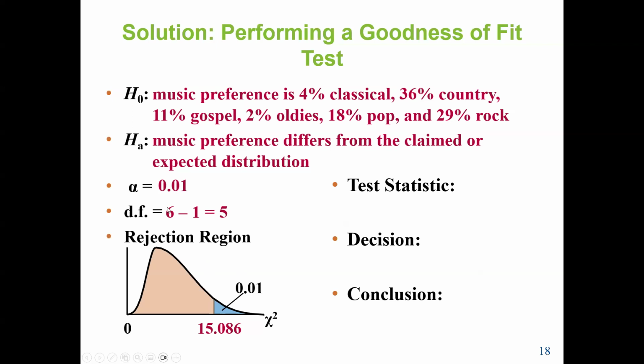And also the alpha value, again, 0.01. So now we can see the rejection area and the accepted, or no rejection, area. But now, in order to know this, we need to find the test statistic.